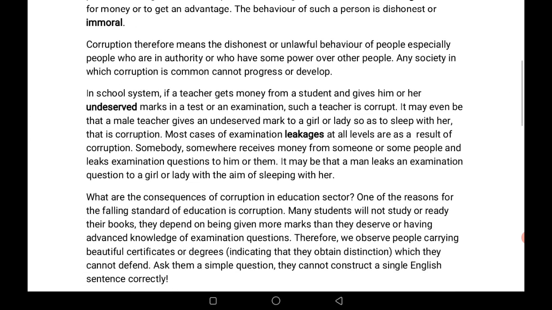Then the next paragraph looked at corruption in the school system, whereby a teacher gets money from students in order to give them undeserved marks, or whereby a male teacher gives undeserved marks to a girl in order to sleep with her, and in most cases somebody receives money in order to leak questions, whereby the student will have knowledge of examination questions before the exam.